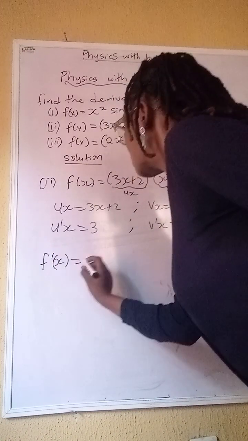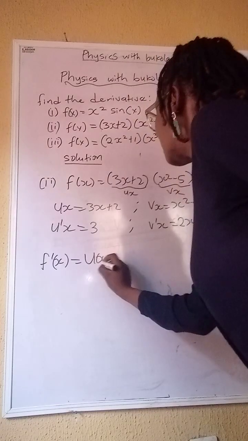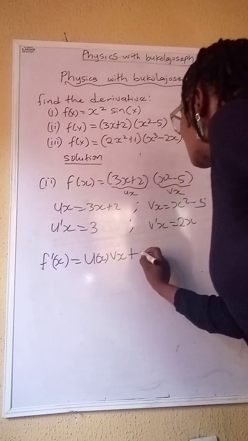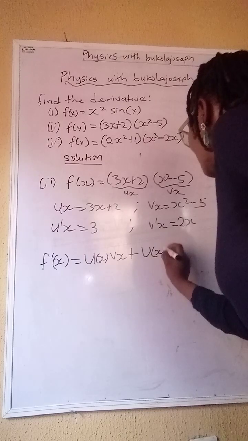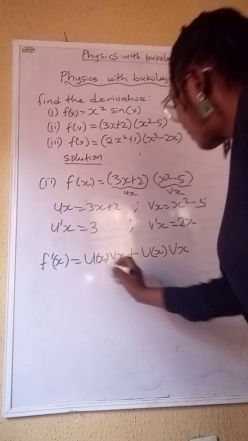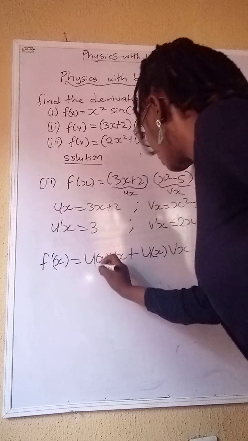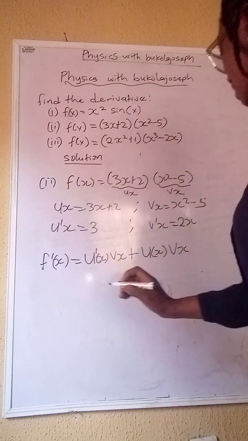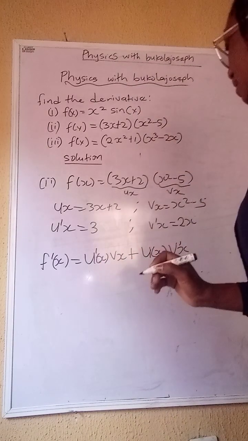Okay, so it will be u'(x)v(x) plus u(x)v'(x). Always do it this way. Differentiate the first one here. Differentiate the second one here. Okay, are you seeing this?